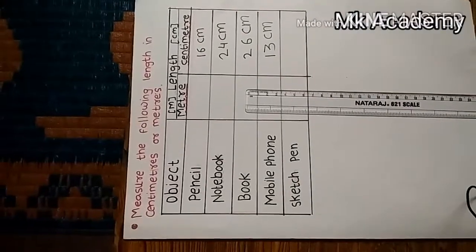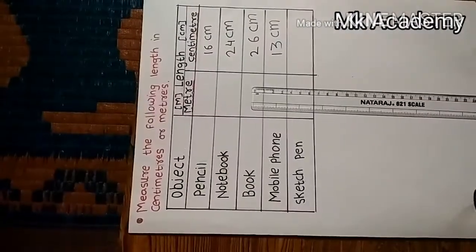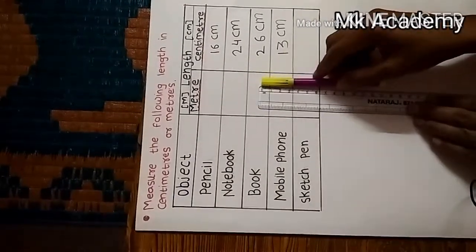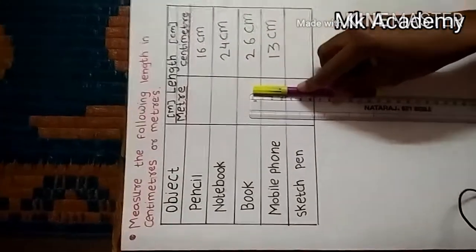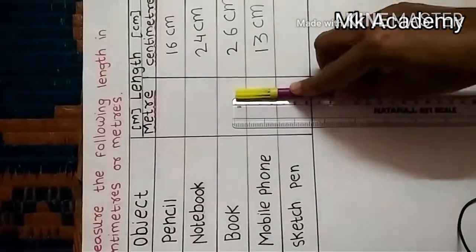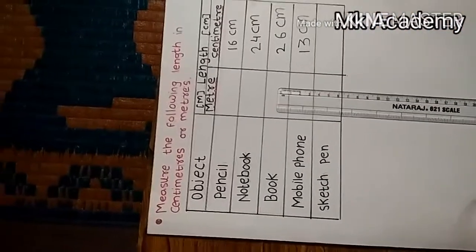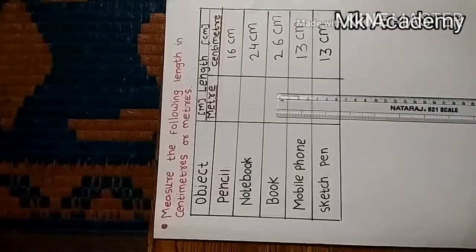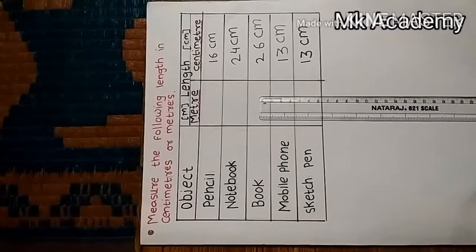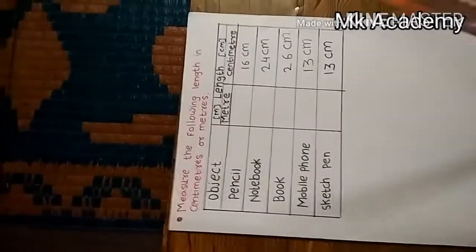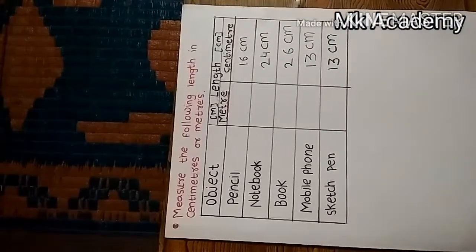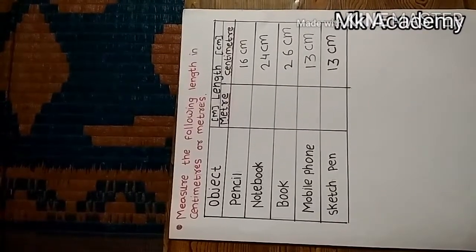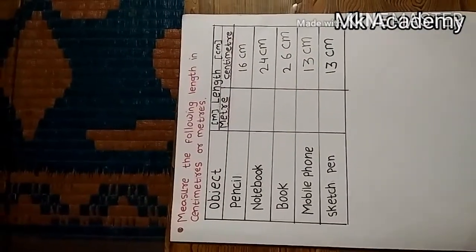Now we have to measure the length of a sketch pen. This is a sketch pen. Put one end at the 0 mark and observe the other end, 13 centimeters again. These are small objects, therefore we can use this ruler for measurement of these objects. For measurement of long objects like cloth, electric wire, and rope, we use meter. Okay, thank you.